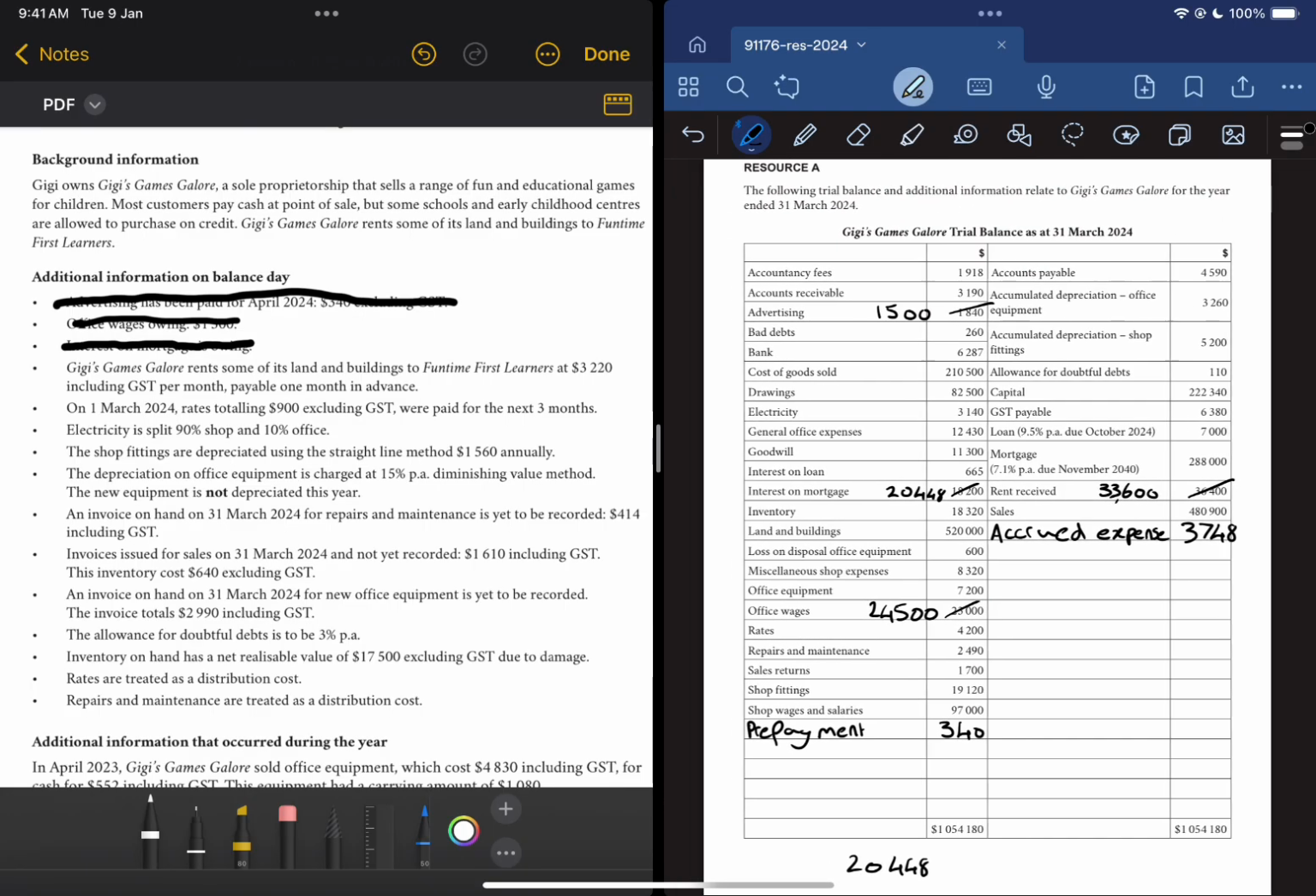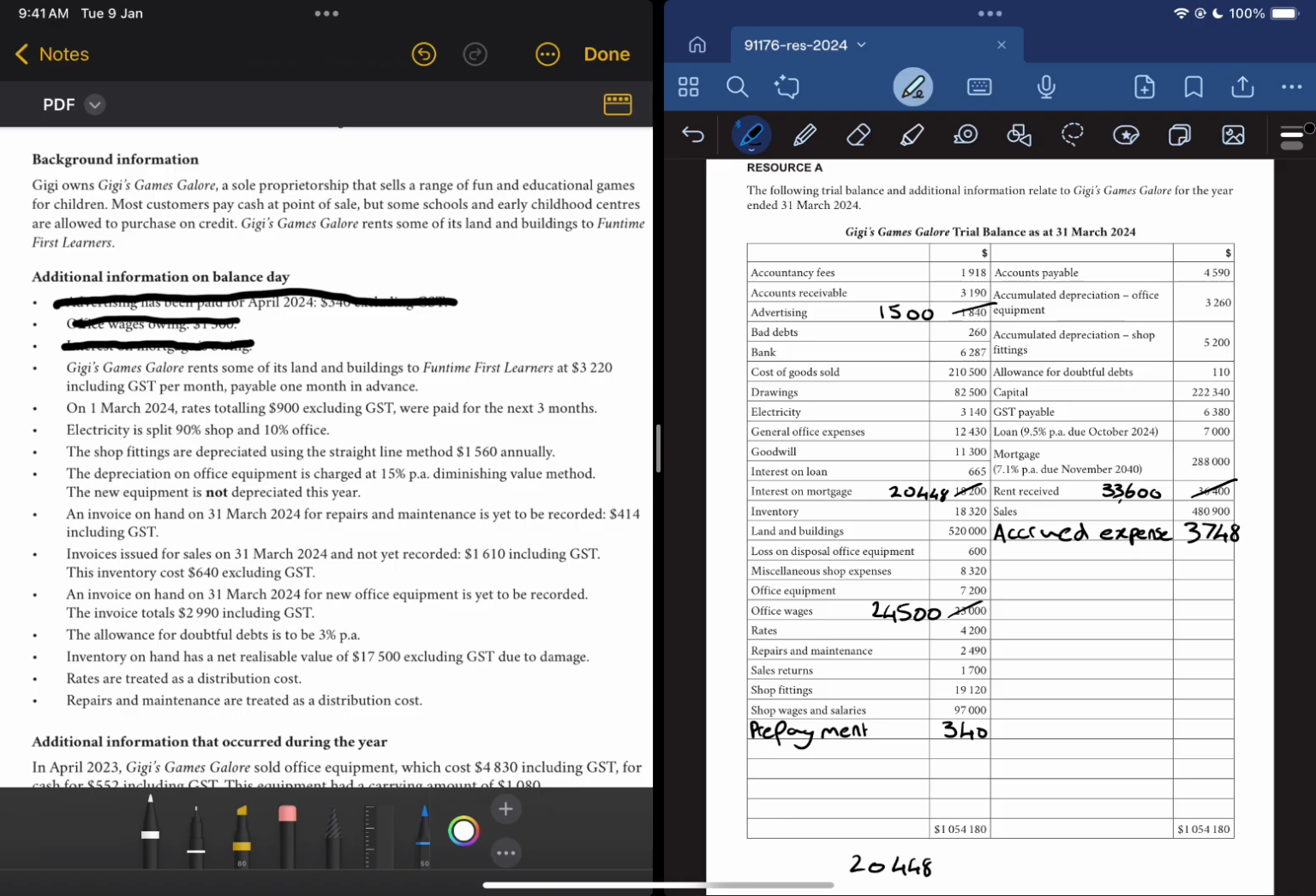And then we're going to create a new account, okay? New account? No, not a new account. We are going to... Yes, we are going to create a new account. Sorry, my apologies. A new account which is going to be income in advance, okay?